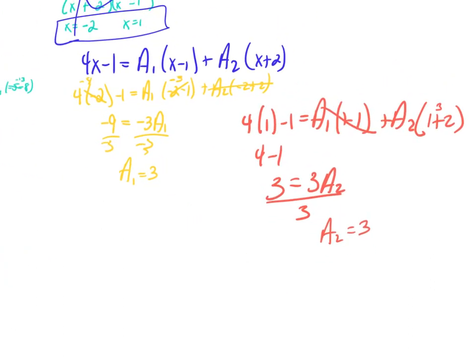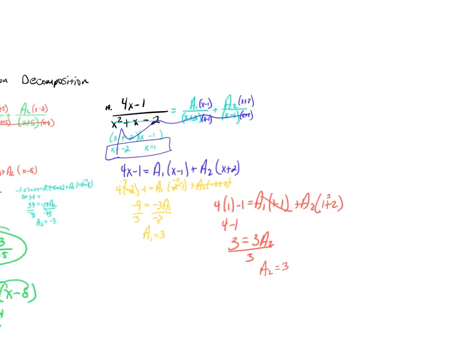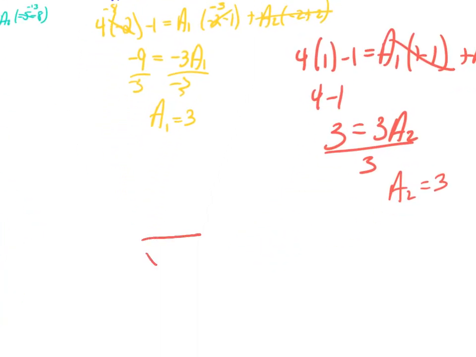So now to write our answer, we look back at our original, and we had x plus 2 in the first fraction and x minus 1. So x plus 2, x minus 1. A sub 1 is 3. A sub 2 is 1. I don't know why I put 3. Because 3 divided by 3 is 1. Sorry, guys. 3 divided by 3 is 1. So I have a 1 here.